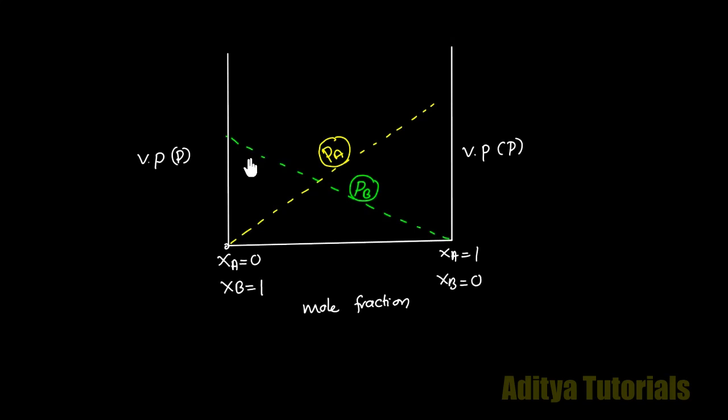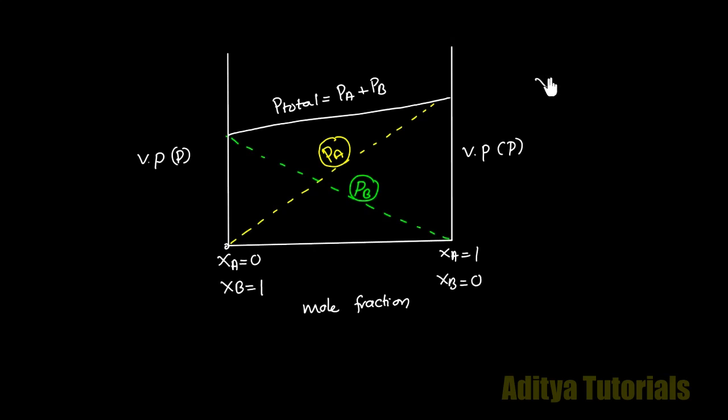Now we want the total pressure of the system. So for that, I have to connect these two points. This is the P total, and it is given by the partial pressure of A plus the partial pressure of B. This is the total pressure of the solution. Hope you understood this. We'll move to the next part.